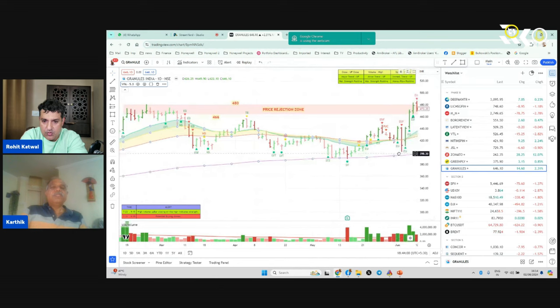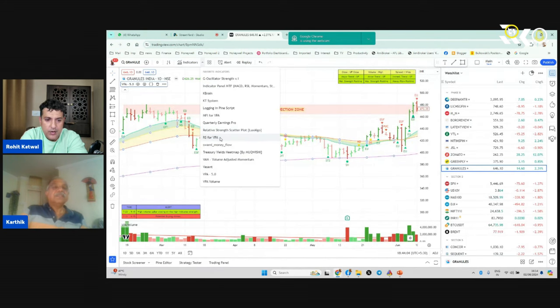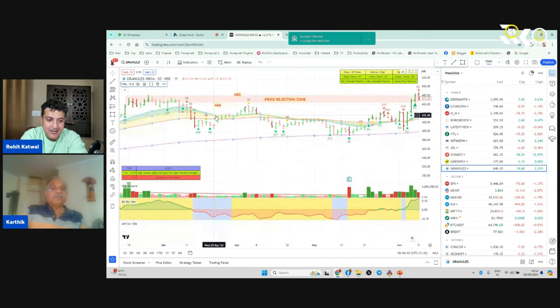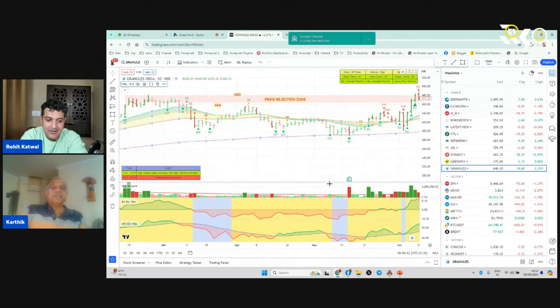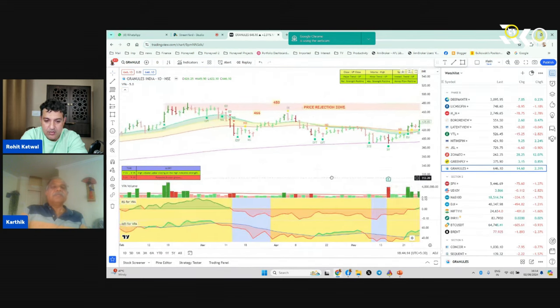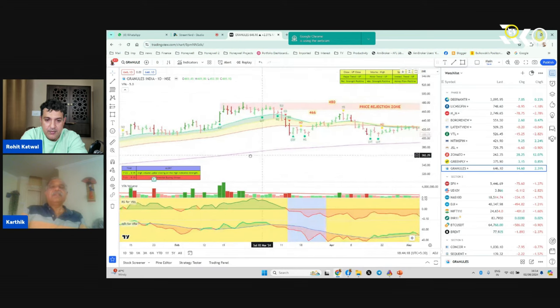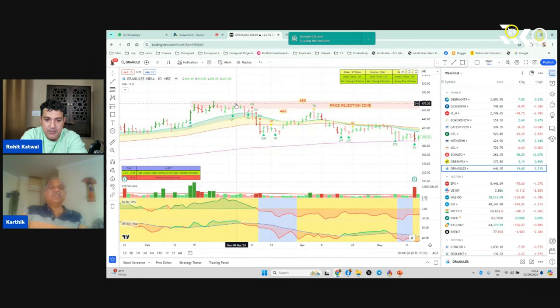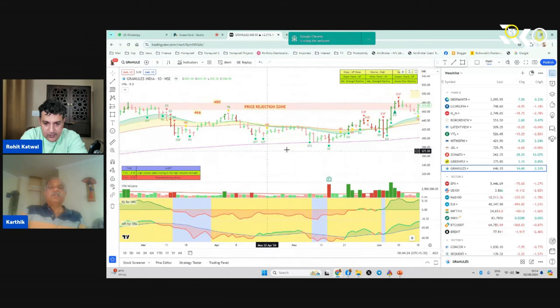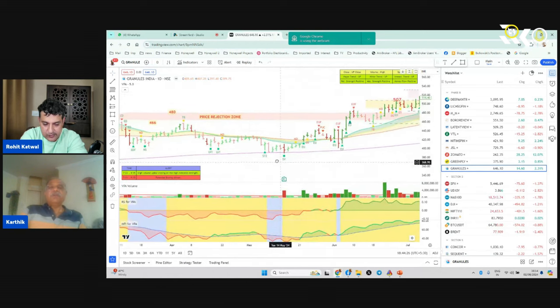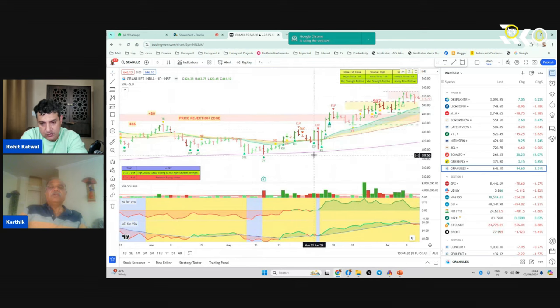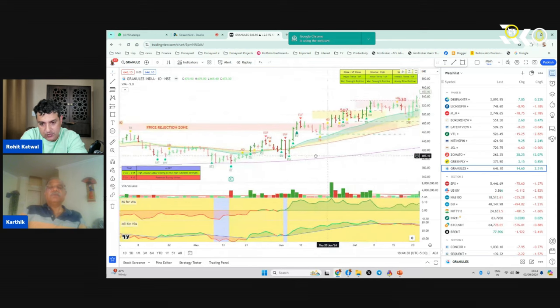See, what I do is, let me add my favorite indicators, okay? The VPA one. Now, see, the stock was moving up and then here there was some price rejection. It was pushed back down here. It came up to the 200 DMA, right? So now it's going to move up again and trying to take out this price rejection zone, okay?